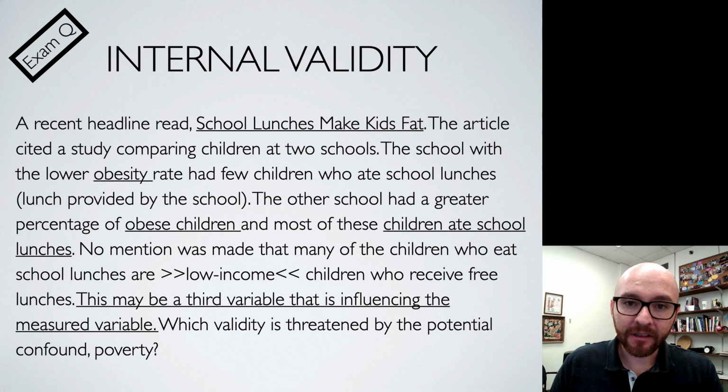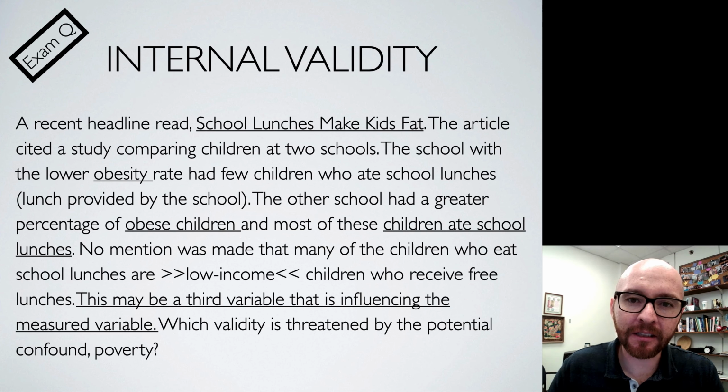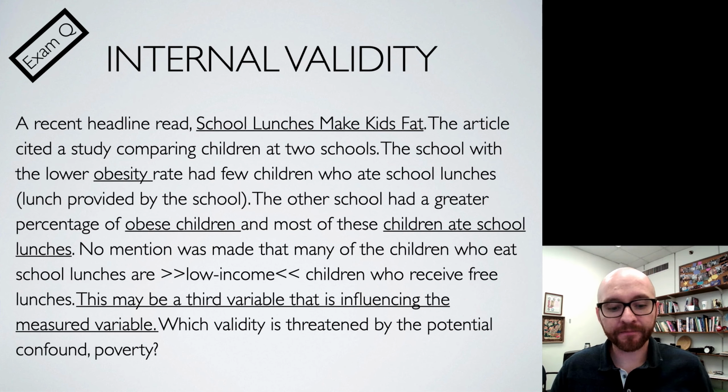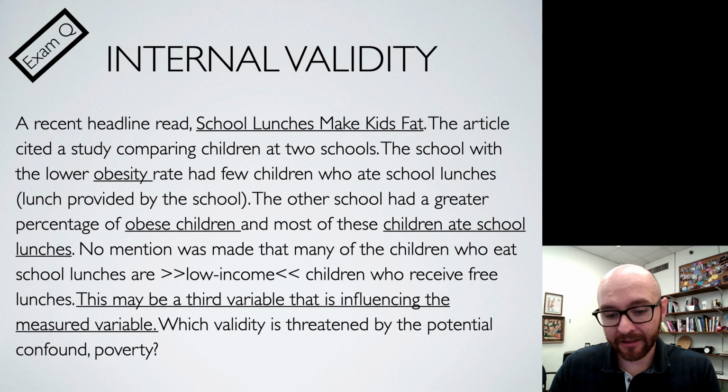I have more information below that kind of helps clarify it, but even with that level of information, I'm hoping that you could figure out, well, can they make a causal claim just based on that information? But I give you more. So here I mentioned that no mention was made that many of the children who ate school lunches were also low income, right? That's key. They were also low income. This may be a third variable that is influencing the measured variable.